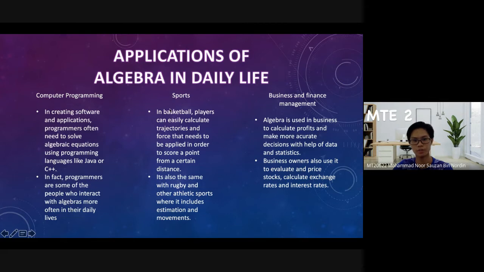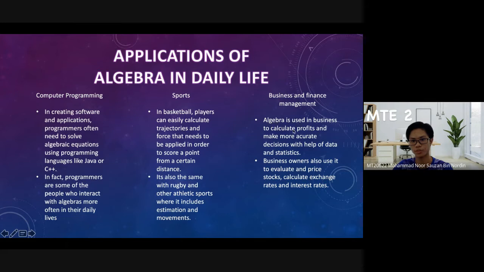Next one is sports. In basketball, players can easily calculate the trajectories and force that needs to be applied in order to score a point from a certain distance. It is also the same with rugby and other athletic sports, where it includes estimation and movements. Mostly in sports, all of the calculation is not done directly, but comes more naturally from the athlete's own perspective. The third one will be business and finance management.